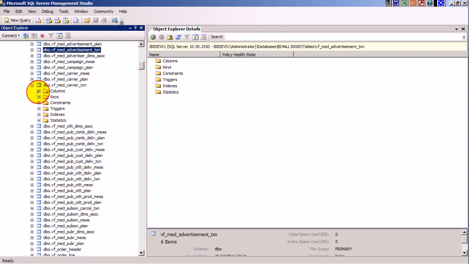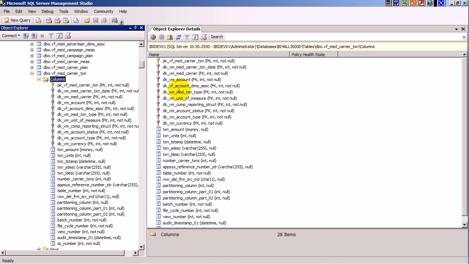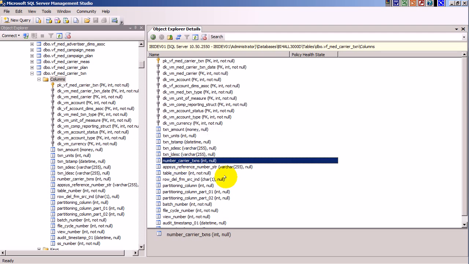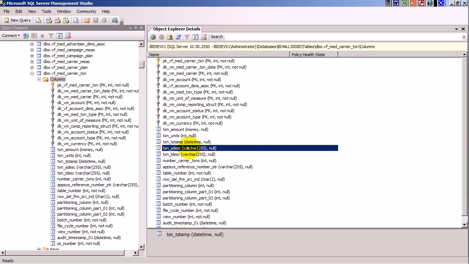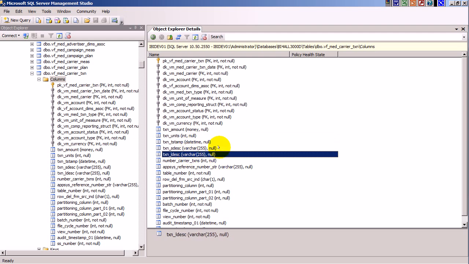Carrier transactions, showing you the carrier, the account, the transaction type, the transaction amount, the number of carrier transactions, transaction amount, units, timestamp, short description, long description. So just what have we done with this carrier?